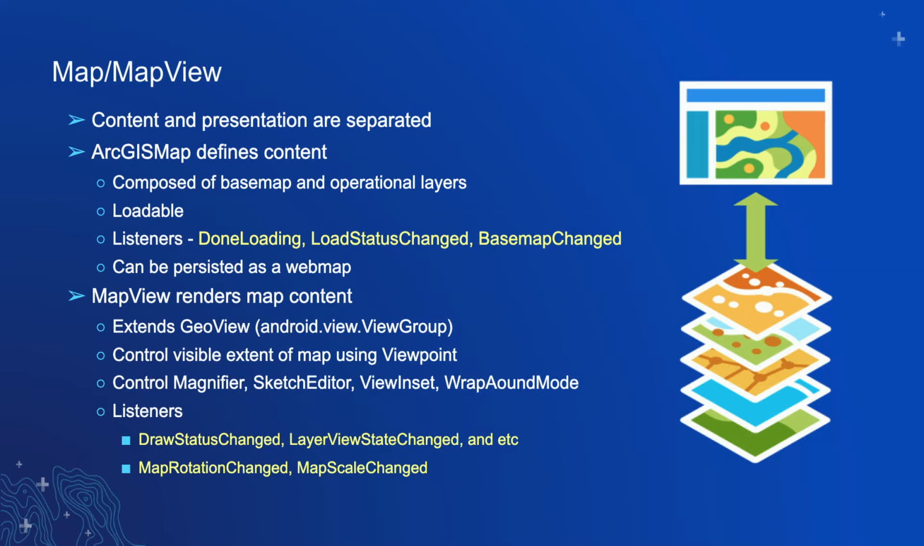Similar to the map object, the map view object also defines some event listeners so that you can add your business logic based on the status of, say, the drawing status of the map view or the status of an individual layer. And you can also listen to when the rotation of the map has changed or the scale of the map is changed.